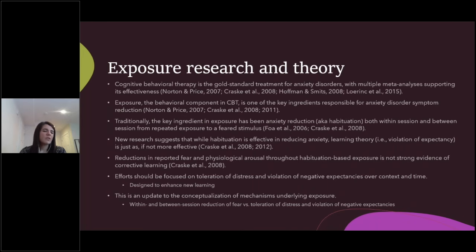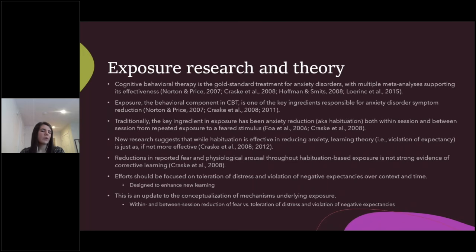We also know that reductions in reported fear and physiological arousal throughout habituation-based exposure is not necessarily strong evidence of corrective learning, and that efforts now should be more focused on the toleration of distress and the violation of expectancies over context and time, and this is designed to enhance new learning.